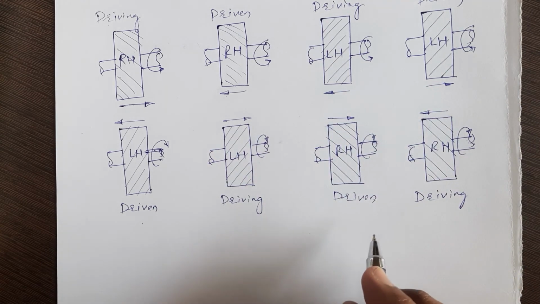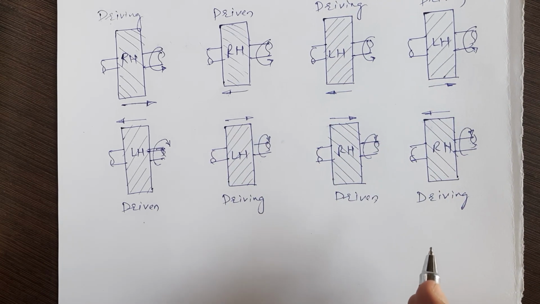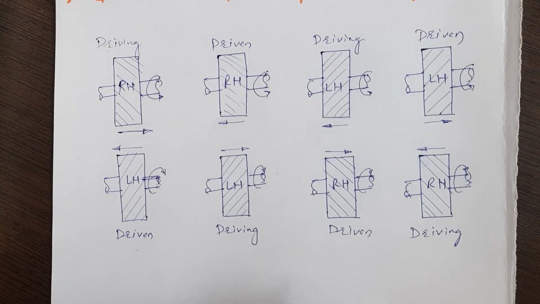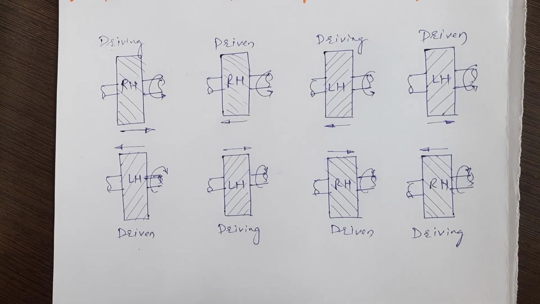So in this way you can find the direction of axial component. The direction of radial and tangential component will be same as in case of helical spur gear we have seen.